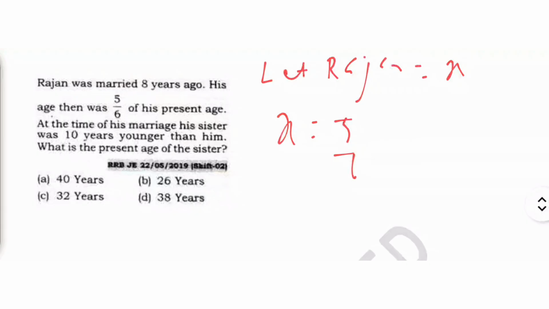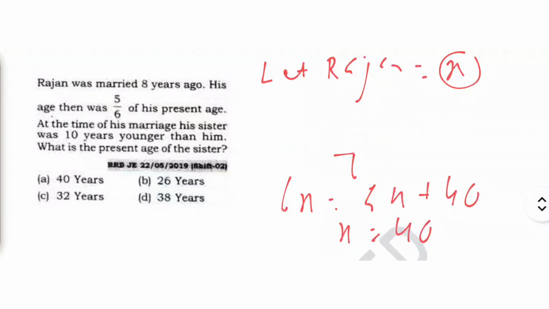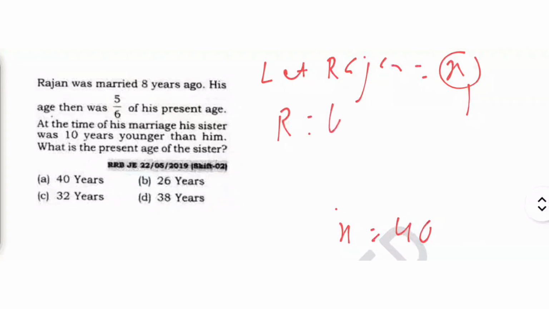What is the present age? X was his age 8 years ago, so the present age is X plus 8. So 6x is 5x plus 40. X is 40. So what is this X? This X is nothing but when Rajan was married. What is the present age? Meaning Rajan, it is nothing but 40 plus 8, that is 48.